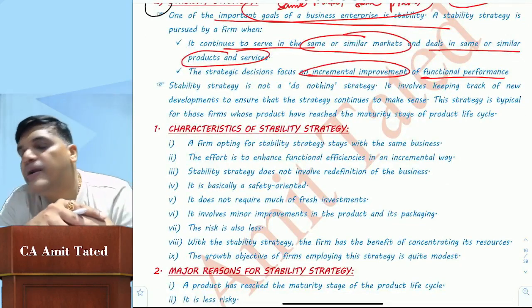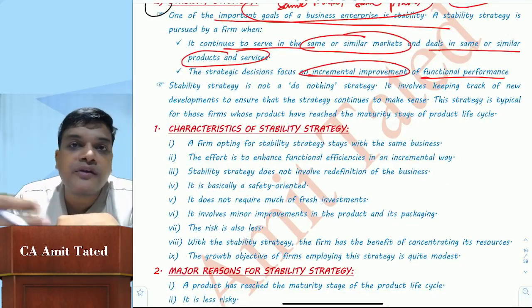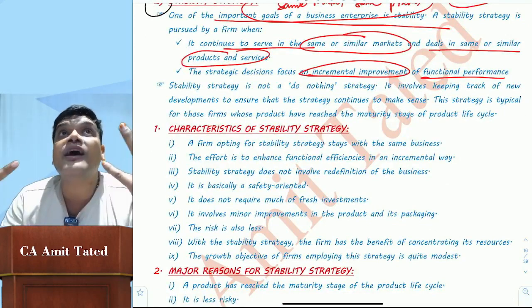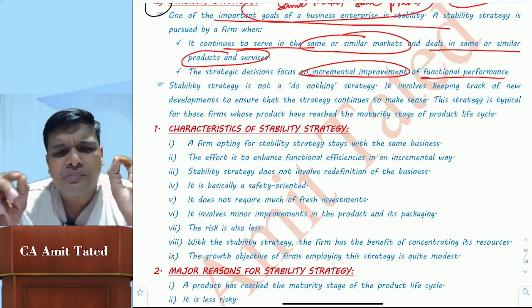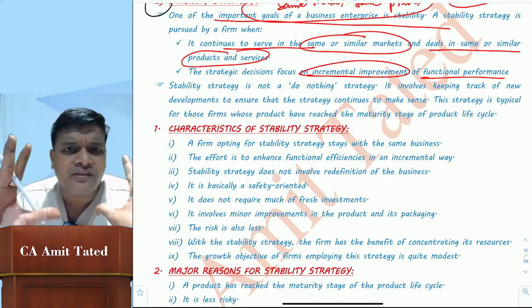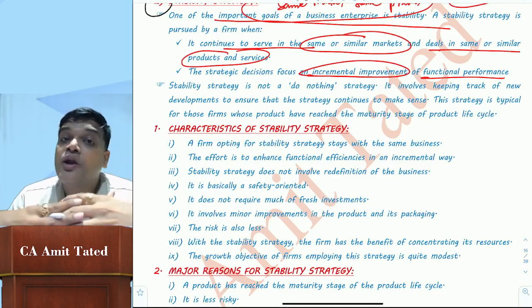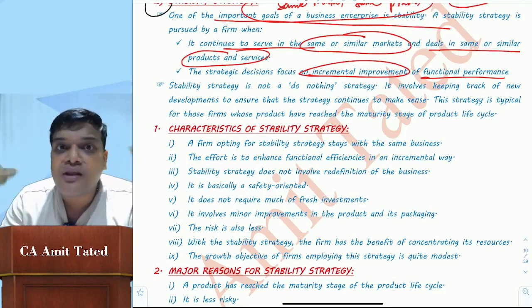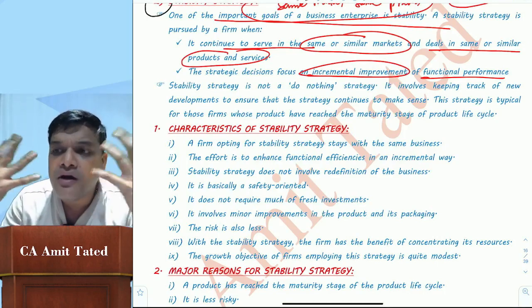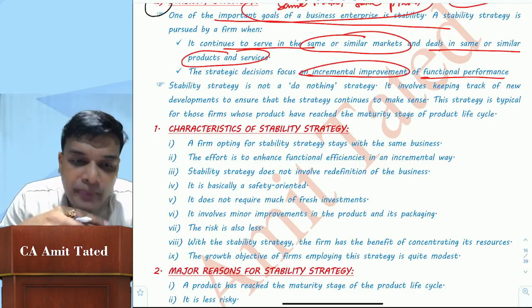Most important, this type of company does not focus on growth aspect. That is not the case. They focus only on incremental growth, small growth. There is growth in stability, but it is small incremental growth, not extraordinary growth. Extraordinary growth does not happen, incremental growth happens. That is called incremental improvement. Make sure you remember this point.